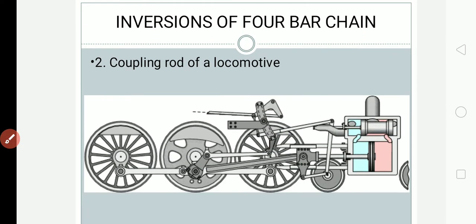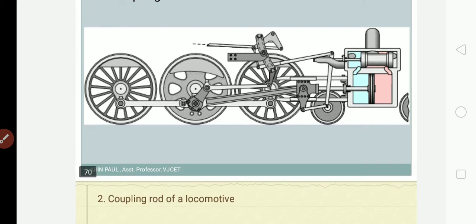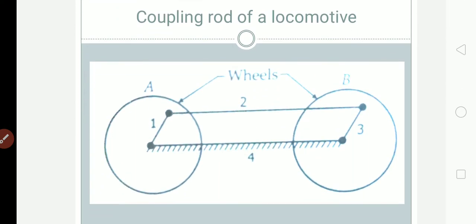The second one is coupling rod of a locomotive. So this is usually done to obtain rotary motions. Two links will completely rotate. So this is usually seen in locomotives. So we will study that coupling rod of a locomotive with the help of this figure. So this is coupling rod of a locomotive.